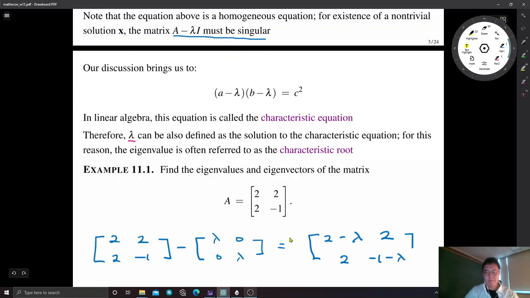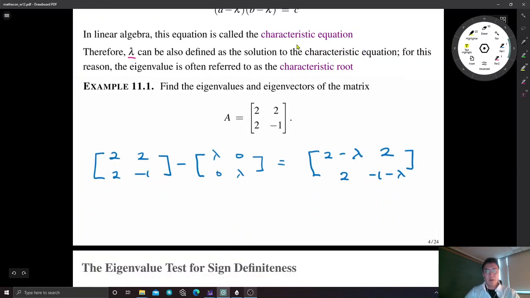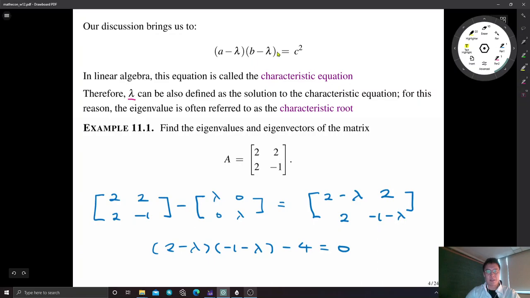Okay. So its characteristic equation is, now we have to compute the determinant of this 2 by 2 and set it equal to 0. Okay, so 2 minus lambda multiplied by negative 1 minus lambda, minus 4, the product of these two off-diagonal entries, and set it equal to 0. So now we encounter one quadratic equation in terms of lambda as expected.